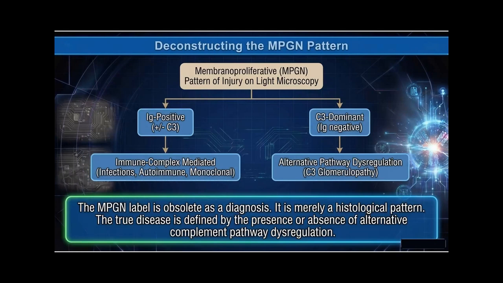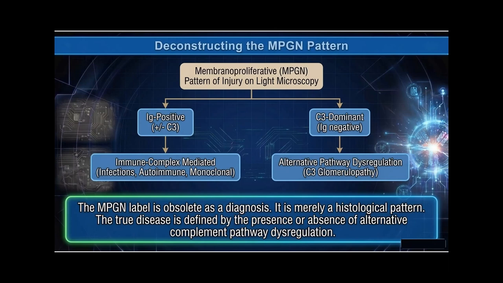Now you have got the MPGN, that is membranoproliferative glomerulonephritis, deconstructing that. There are two types in MPGN. One is IgG positive, the other is IgG negative. In the IgG positive, C3 complement is almost absent. In the IgG negative, C3 is the dominant one. The first one is IgG positive. Immune complexes are mediated by infection, autoimmune and monoclonal. When C3 is dominant, alternate pathway dysregulation is there. This is called C3 glomerulopathy.